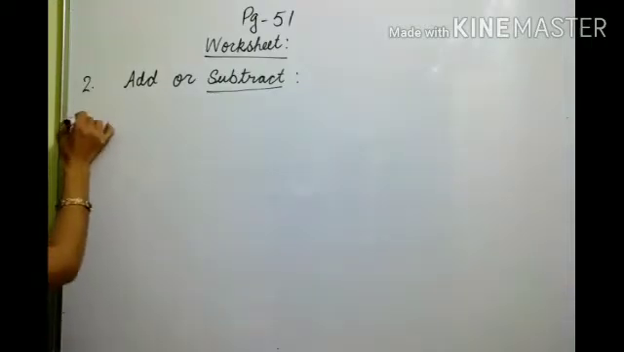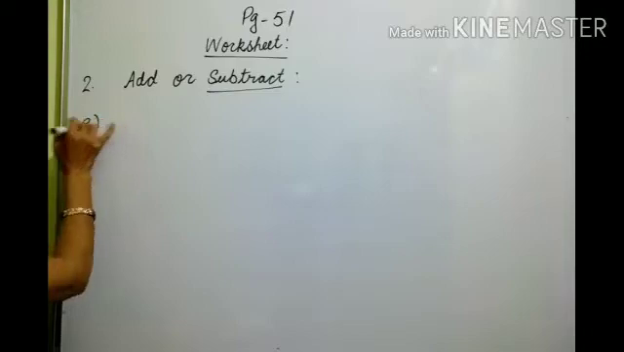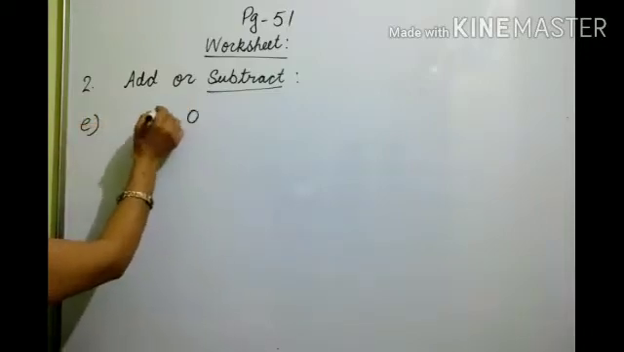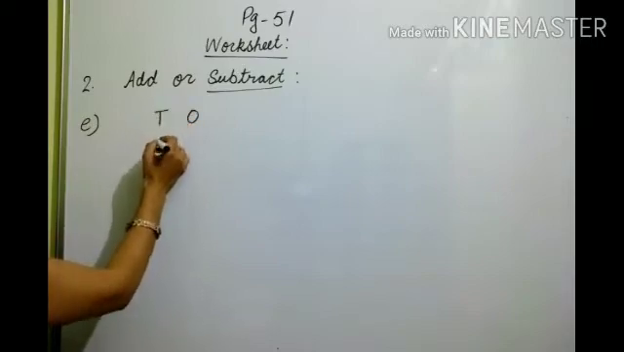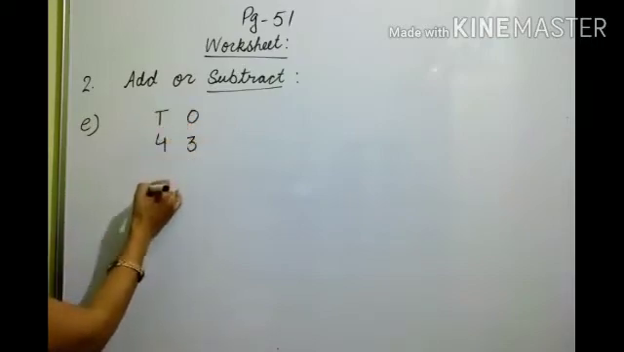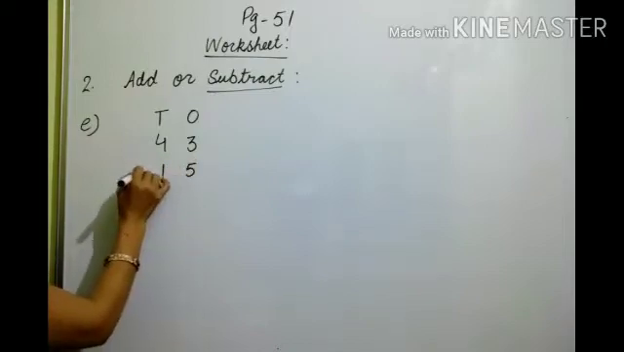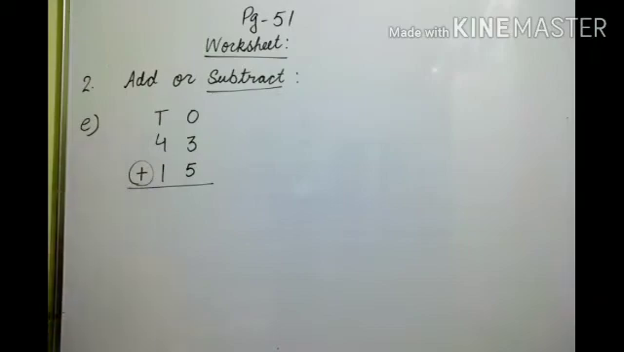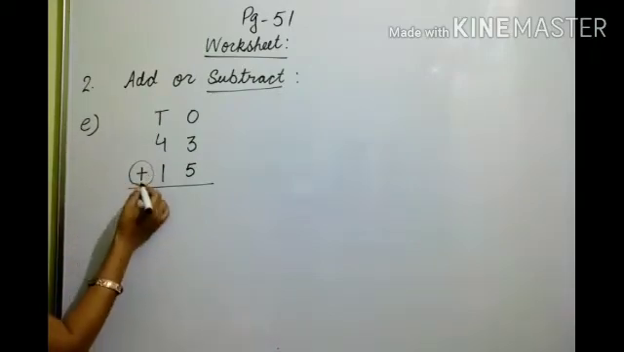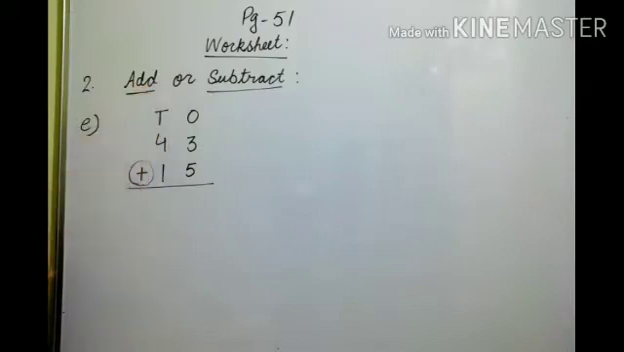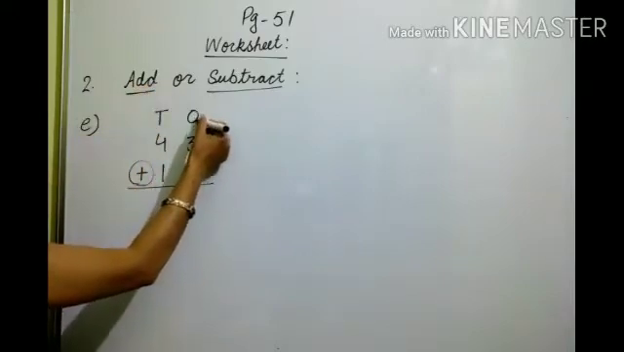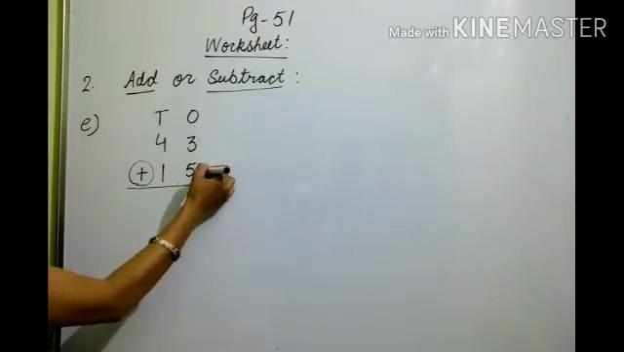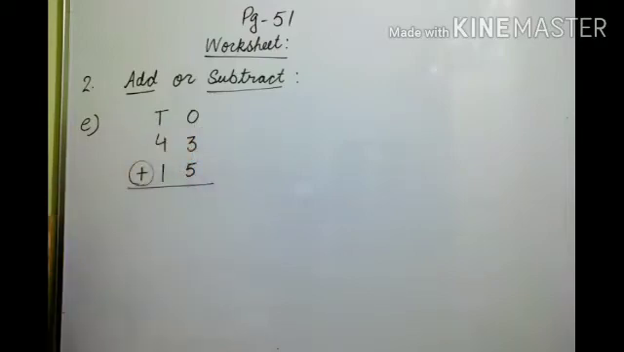Let's take E part. D part you will do yourself. Very easy. It was of subtraction. Ones and tens. First number is given 43 and second is given 15. Now you will see which sign is given. Plus sign is given. So what to do? We have to add. So we will add starting from the ones place digit. All ones will be added first, then tens will be added.